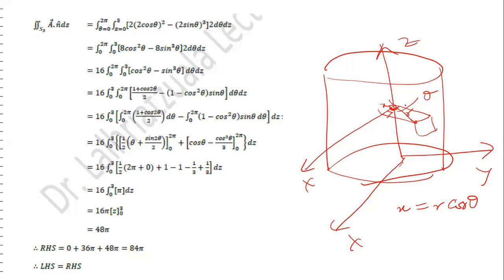And if you drop a perpendicular, this is the y-axis. If you draw a perpendicular, this y here, this is 90 degrees. So you can write y as r sin theta. So I hope you are familiar with that.